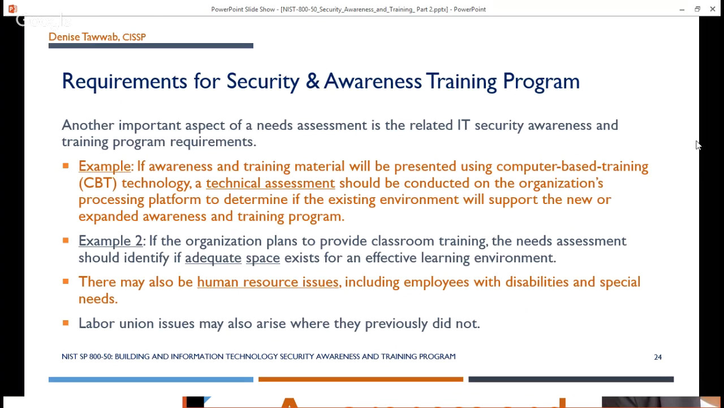Example two, if the organization plans to provide classroom training, then the needs assessment has to identify if adequate space exists for an effective learning environment. There also may be human resources issues, including employees with disabilities and special needs. And in some environments, labor union issues may also come up.